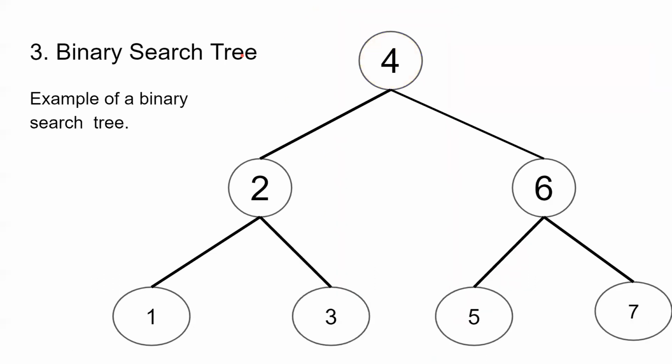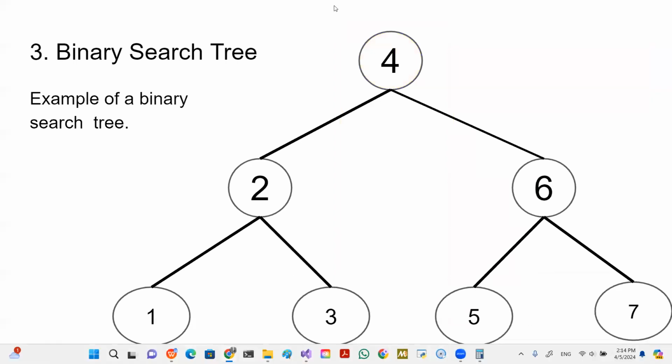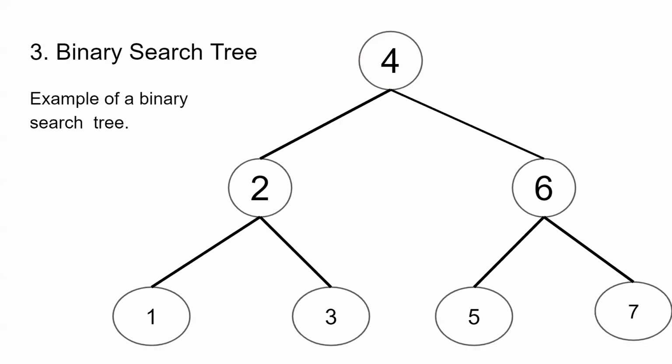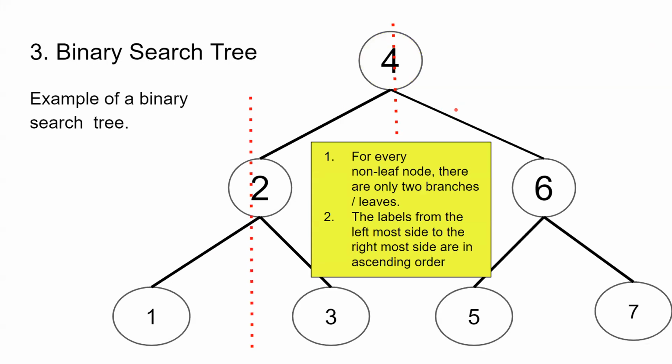And we have to talk about the binary search tree. Binary tree means that for each non-leaf node, they actually have 2 branches. So binary search tree is more specifically a kind of binary tree, where for every non-leaf node there are only 2 branches. This is the definition of the binary search tree. And the labels from the leftmost to the rightmost are in ascending order.